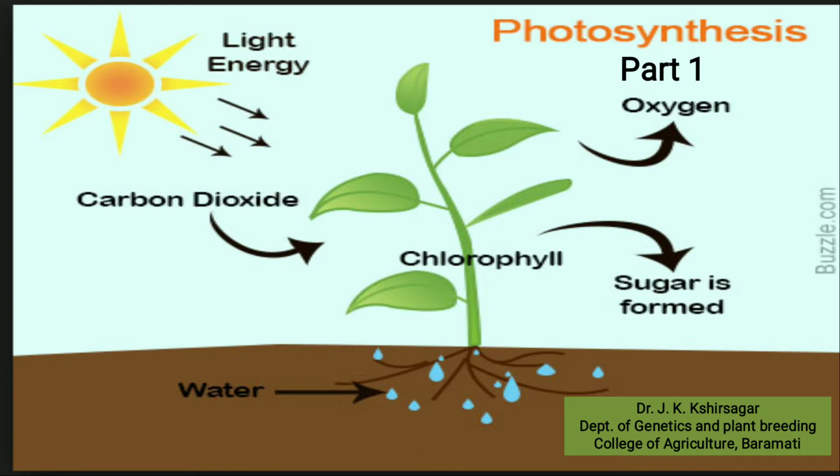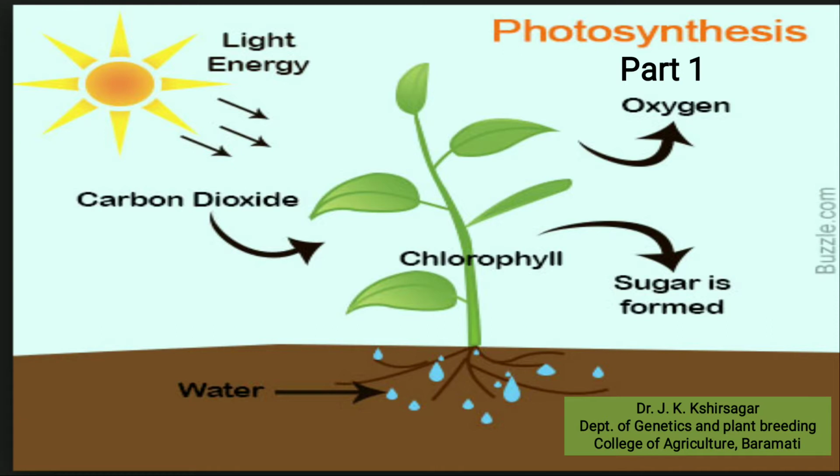Why are the plants autotrophic, or what is meant by autotrophs? Autotrophic means auto means self-generated, trophic means producing. That means the plants are producing their own food, and heterotrophic means we depend upon others for food. Plants do not depend on others, they produce their food themselves.